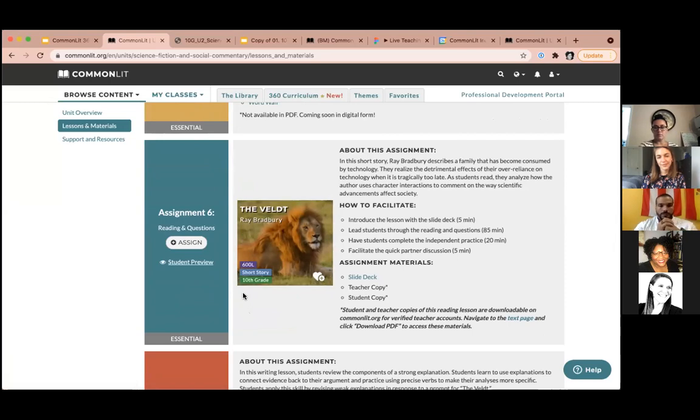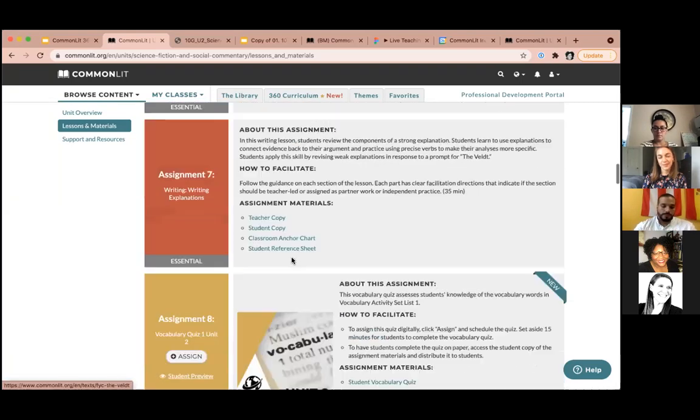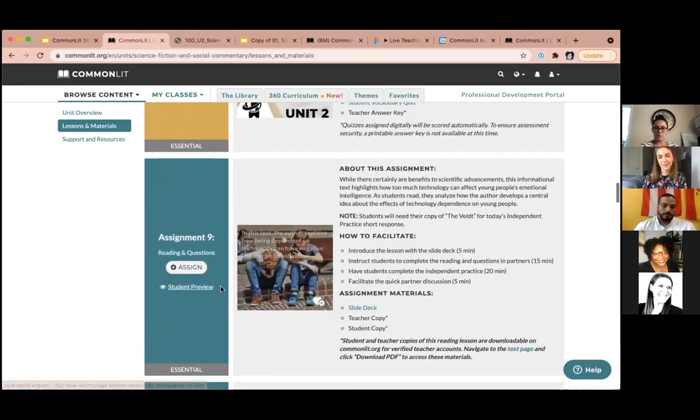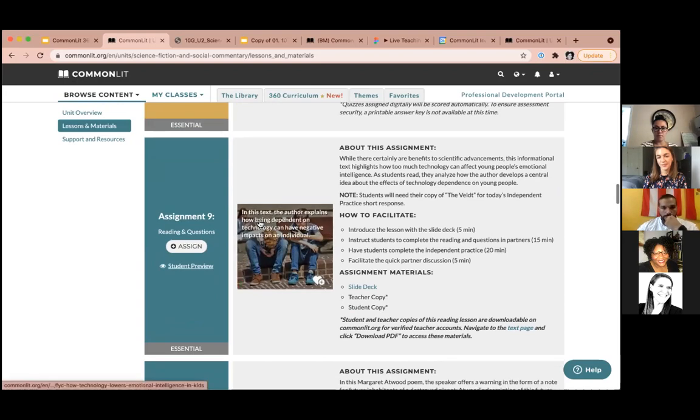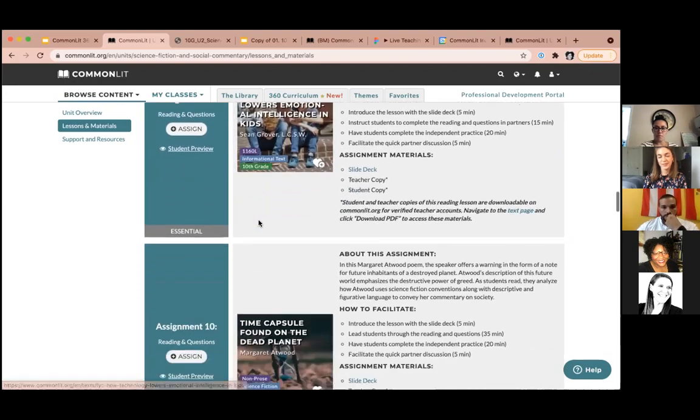So here we have The Veldt. And for those who may not be familiar, The Veldt is probably one of our worst nightmares ever imagined. It is a story about a smart home that goes wrong. So again, in this unit, we have students reading fiction. As we move down a little bit further, we have our nonfiction text. In this nonfiction text, students are looking at the benefits of scientific advancements. A lot of times when we look at science fiction, it's like everything goes awry, but there's actually a lot of good that we've learned from science fiction.